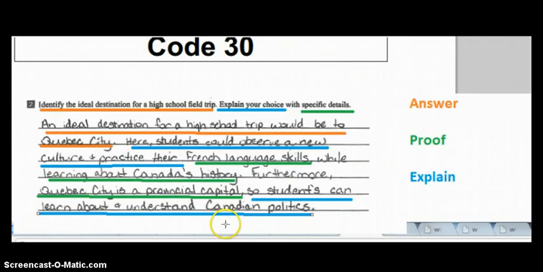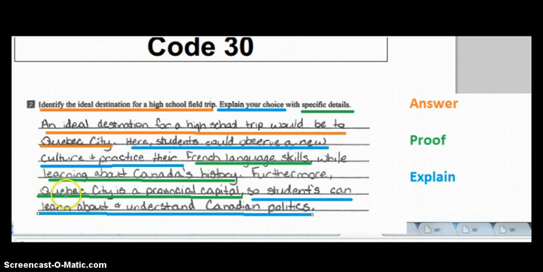Okay, so here's one more example of a question. This one is not related to a text, so it's one of the 5-mark answers. Again, I've highlighted the different components that you need to do, the 3 steps. Identify the ideal destination for a high school field trip. Explain your choice with specific details. So an ideal destination for a high school trip would be Quebec City. So there's the answer. Here, students could observe a new culture and practice their French language skills while learning about Canada's history. You can see they're intermixing. They don't necessarily have to be in this specific order, but the pieces are there. We got that last piece there.